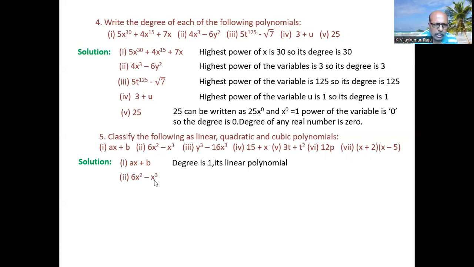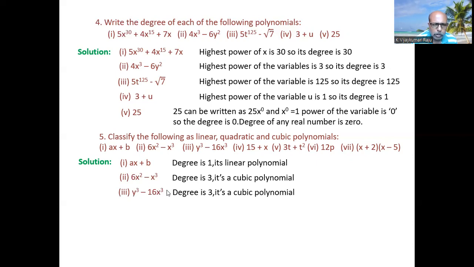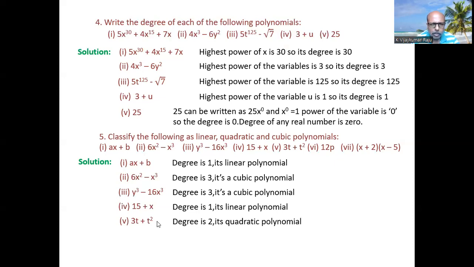Second one, degree is 3. Highest power is 3. So it's a cubic polynomial. Third one, highest power is 3. So it's a cubic polynomial. Fourth one, highest power of the variable is 1. Degree is 1. So it's a linear polynomial. Next, highest power is 2. Degree is 2. Therefore, it's a quadratic polynomial.